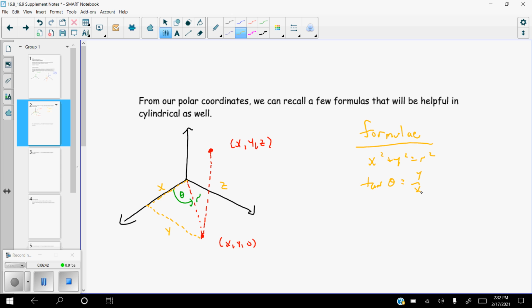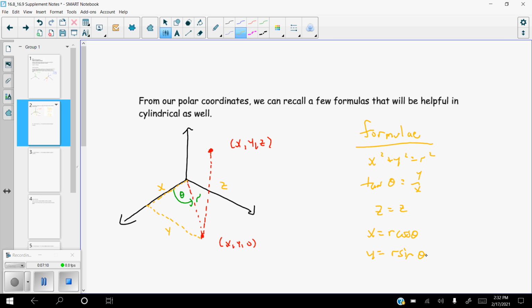Now you'll have to think of it in terms of what angle would give me the value. It's not really an inverse, although you're kind of doing that purpose. And then z is just z. So that's a way that we're going to be able to find r, theta, and z. And a couple other things you'll need to remember is that x itself is r cosine theta and y is r sine theta.